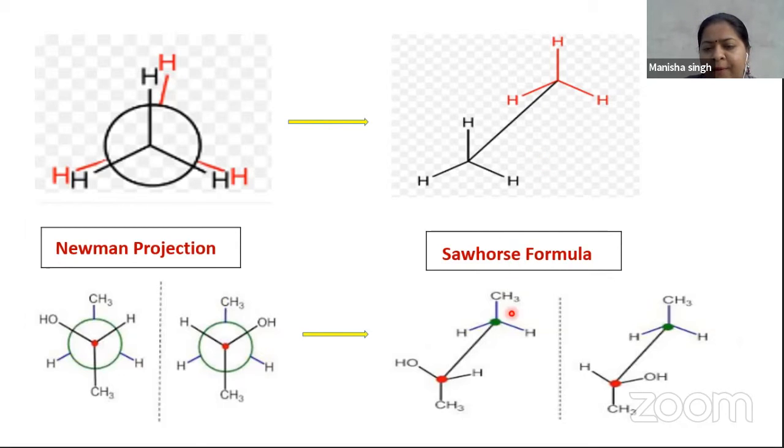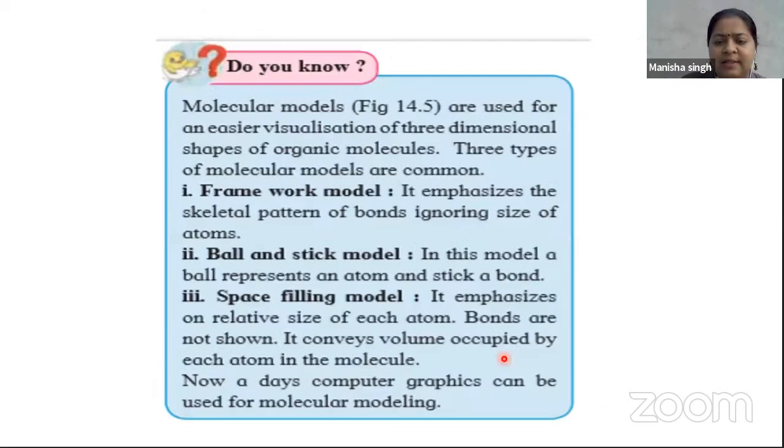So the front carbon is denoted by the red ball, and the back carbon is denoted by the green ball, and all the CH3 hydrogens are radiating from the carbon atom. So Sawhorse formula is very easy to understand. One slanting line is there, the lower end is representing the front carbon, and the upper end is representing the backward carbon. Okay, so this is about the Sawhorse formula. Now we will move to the next slide.